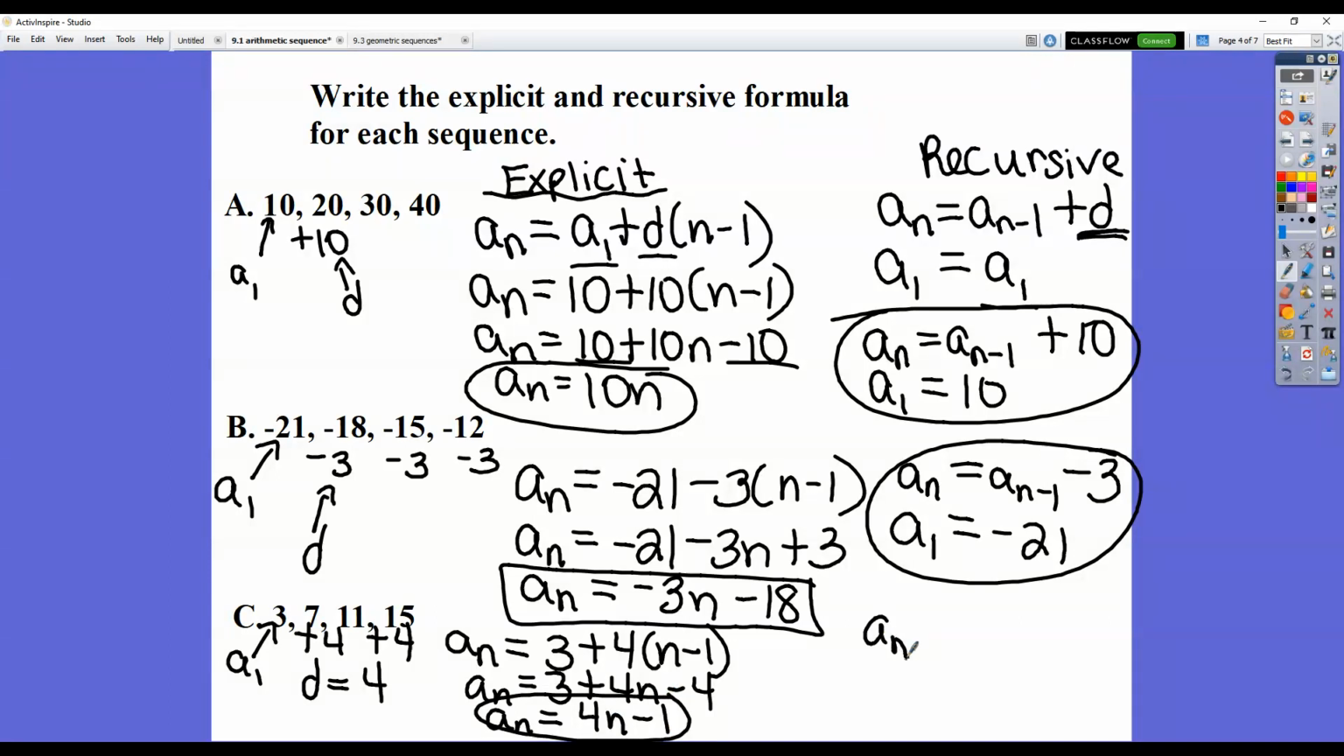And then a sub n equals a sub n minus 1 plus 4. And then don't forget to state what a sub 1 is. The first term is 3.